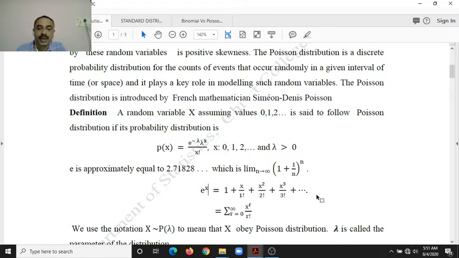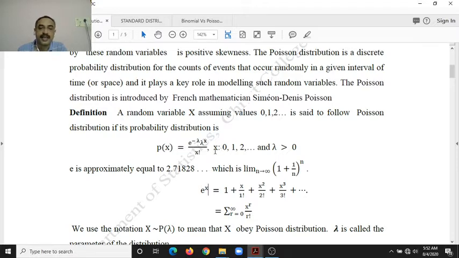If we open the bracket, it is 1 into e raised to minus lambda, lambda into e raised to minus lambda by 1 factorial, lambda square into e raised to minus lambda by 2 factorial, etc. The same terms we get when we put x as 0, 1, 2, etc. in this equation. When x is 0, it is e raised to minus lambda, lambda raised to 0 by 0 factorial. When x is 1, e raised to minus lambda, lambda raised to 1 by 1 factorial, and so on.